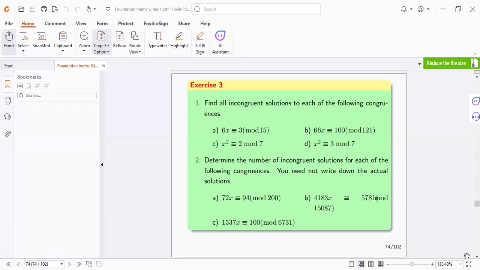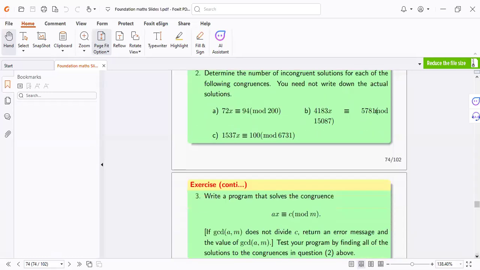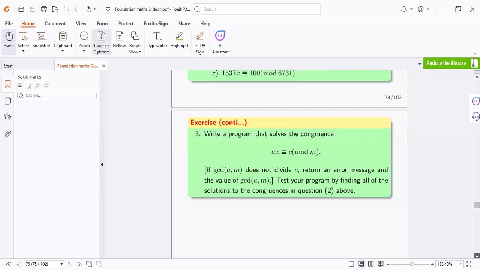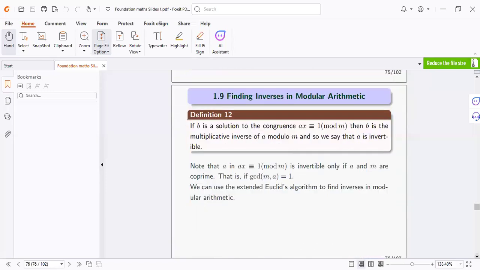So today I want us to look at how to find inverses in modular arithmetic. This is a continuation of the exercise. So this is question 3. Of course, you'll see these questions in the notes that I sent. I'll be using the extended Euclidean algorithm to do that. And later, I think today we shall look at how to use Fermat's little theorem to find inverses.